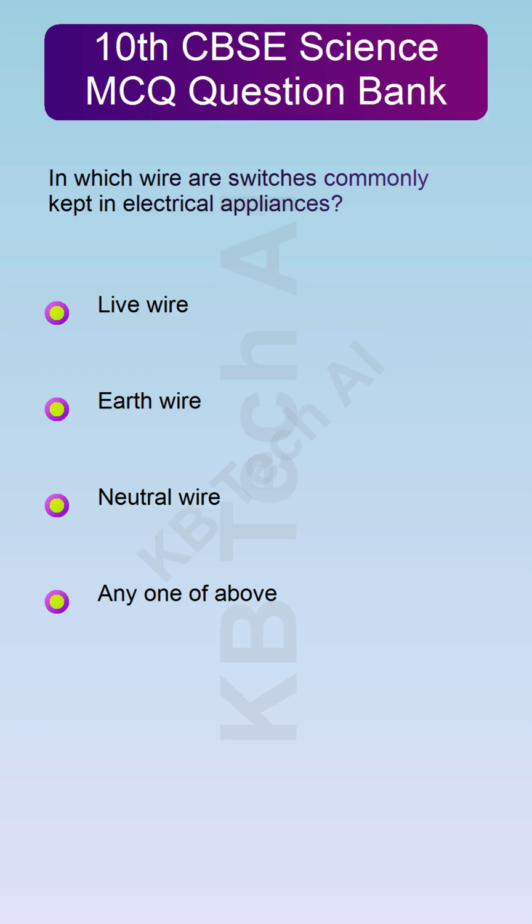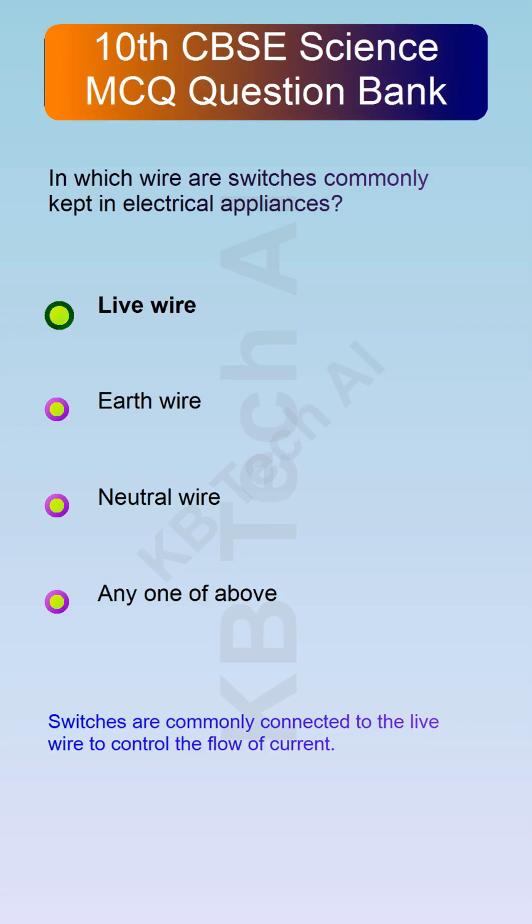In which wire are switches commonly kept in electrical appliances? Option 1, live wire, option 2, earth wire, option 3, neutral wire, option 4, any one of above. The answer is, option 1, live wire.